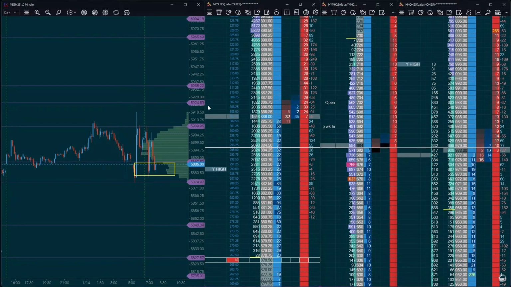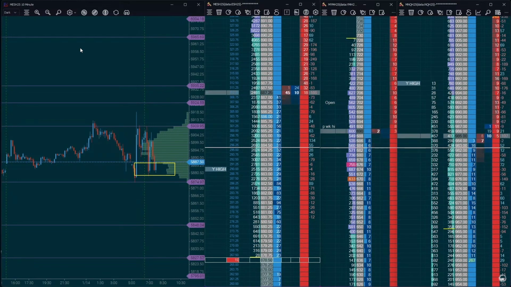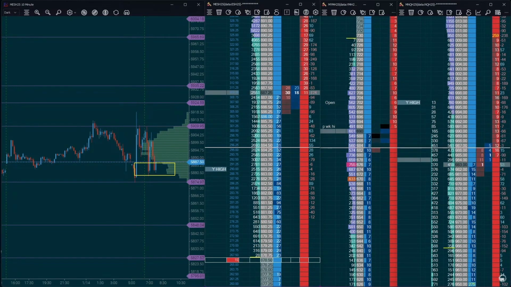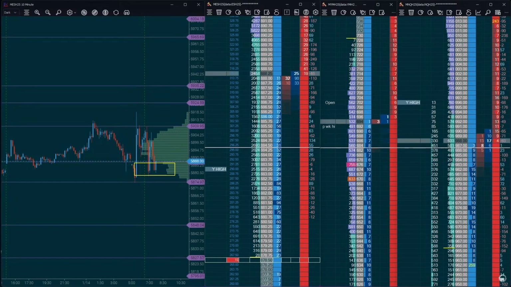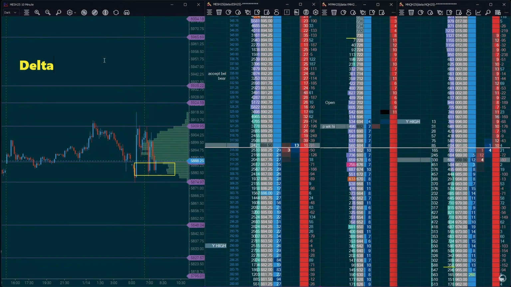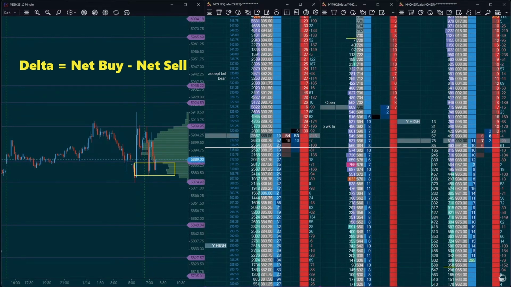Anyway, the delta is going to be a crucial thing that I like to look for, especially as we trade a high or low of an overnight session, prior day high, prior day low, because the delta is exactly here. This is the formula and how it populates. Delta equals the net buy minus net sell. That is the amount of net buying and net selling at any given strike price.